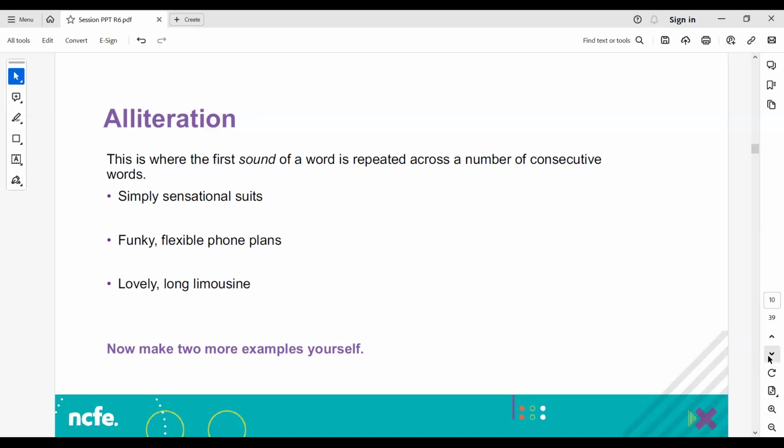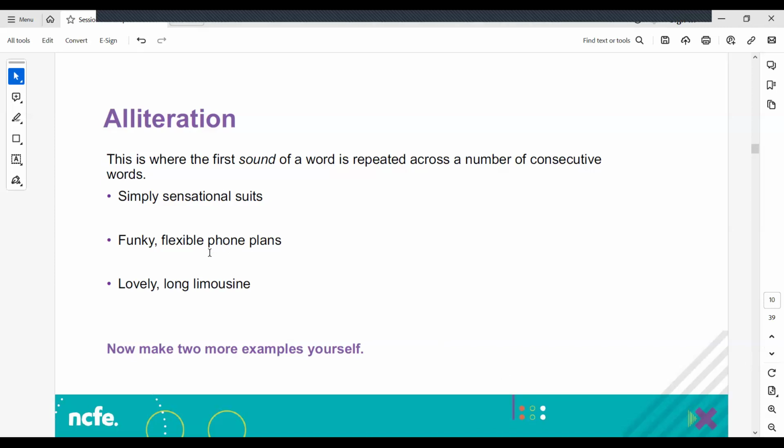Funky, flexible phone plans. So that repeated F sound. And if you have a look at the word phone, you can see it does start with a PH, but as I mentioned, alliteration is about the sound. So it still has that F sound. Funky, flexible phone. Lovely, long limousine. Okay, so can anyone think of an example that they can come up with now or they might have heard before?